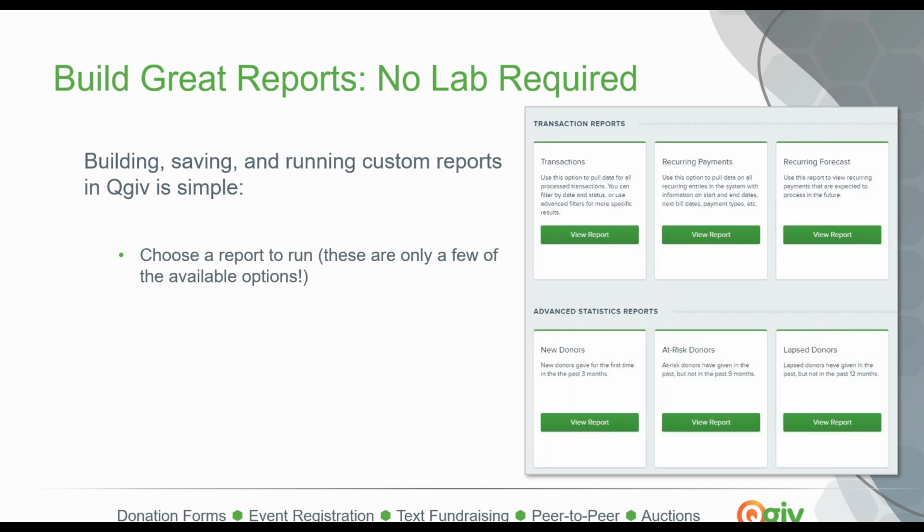First, you choose a report to run. So if you are a Qgiv user, you know that these are only a few of the reports that you can pull. And then you set the filters and parameters you want. So you can set things like the date range you want to look at, or the restriction or donation form you want to look at.